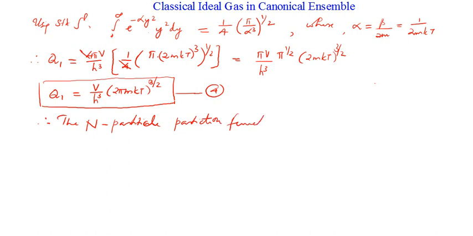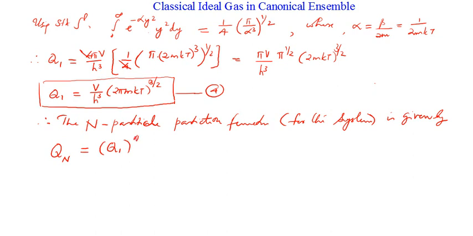That is the partition function for the system. I am writing the result: the n particle partition function is given by, you can get it from the single particle partition function by a simple relation. I am writing the n particle partition function by the symbol Qn. Qn is equal to Q1 raised to n divided by n factorial. Let me write this as equation number 5.